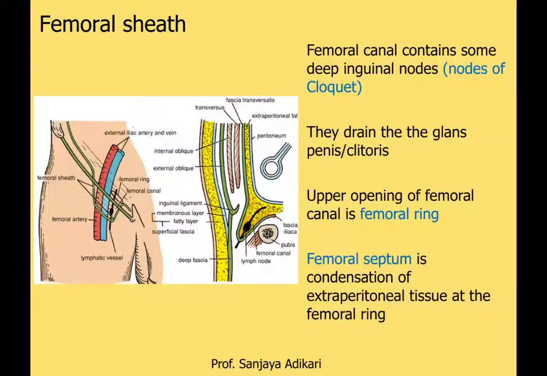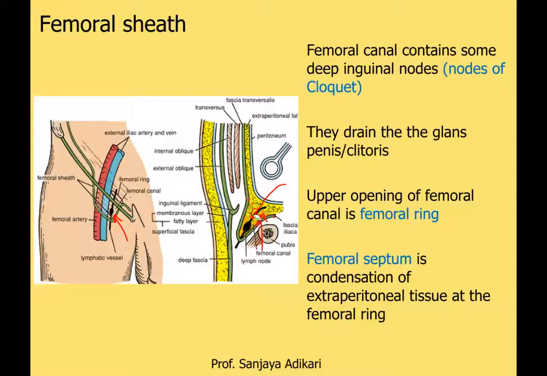Remember that point. The upper end of the femoral canal, this area, is called the femoral ring, which is covered by the femoral septum formed by extraperitoneal tissues. This area is the femoral sheath, so it's the femoral canal, and the femoral ring is here, covered by the femoral septum, a thickening of extraperitoneal tissues in that area. So when things herniate through that, they push the femoral septum in front of them.